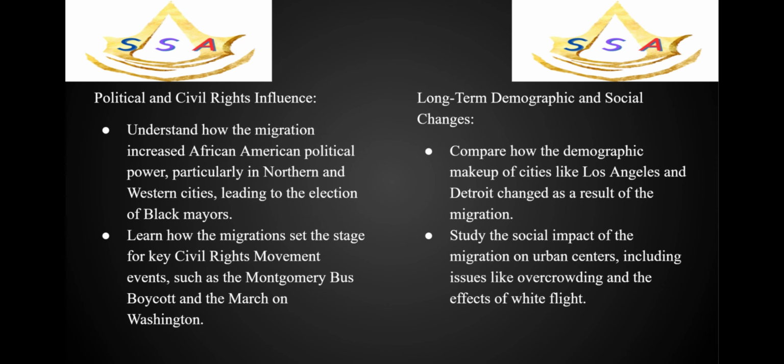And the last two lessons are the political and civil rights influence. So we need to understand how the migration increased African American political power, particularly in northern and western cities, leading to the election of Black mayors, and learn how those migrations set the stage for key civil rights movement events, such as the Montgomery bus boycott and the March on Washington, and the long-term demographic and social changes.